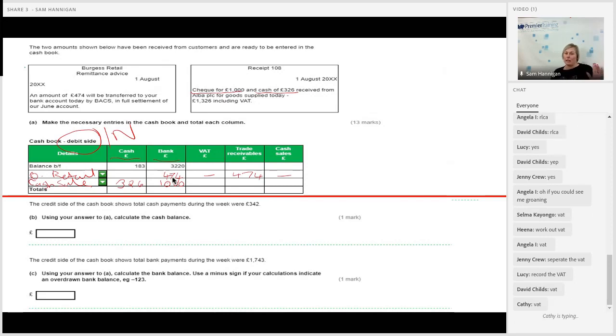Fantastic. Brilliant. So we've got to analyse the VAT, and we've also got to enter in the cash sales amount, the net amount. So if I've worked it out right, the VAT on 1,326 is 305. Okay. So the net amount of cash sale would be 1021. Okay. Then what we do is we total up the columns.